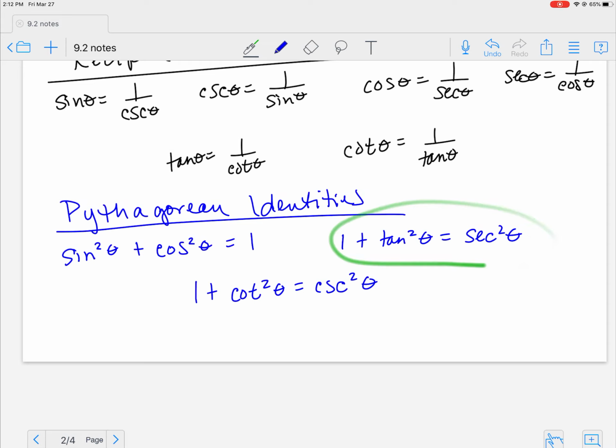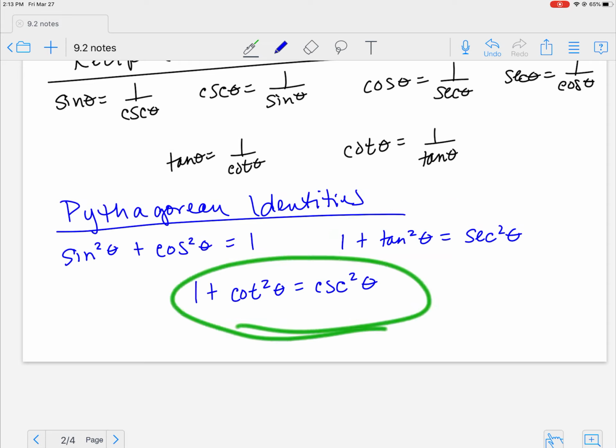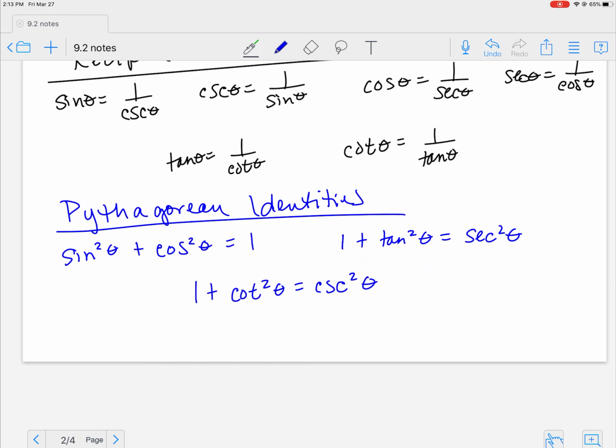Now I will tell you, as you get into Calc 1 and as you get past all of that, there is going to be a nice strong relationship between tangent and secant, cotangent and cosecant. So these Pythagorean identities are going to be helpful. The more you can build this trig foundation, the better off you will be.